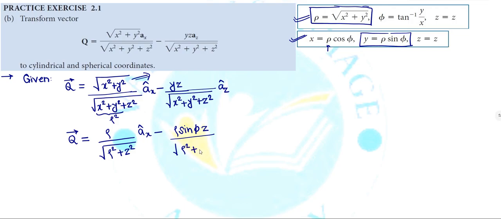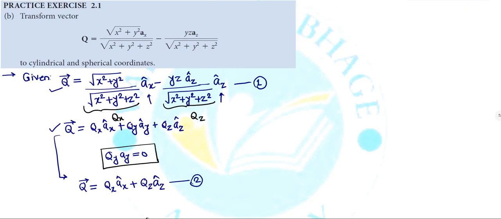That is rho square, and this z square will be as it is, and this az will be as it is over here. So this is your vector in terms of rho, phi and z, but still we have the ax and az components over here. Next, we are going to compare this given vector with your previous equation. So this is what we have, equation 1 and 2.